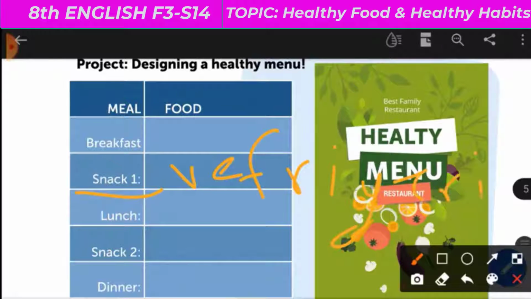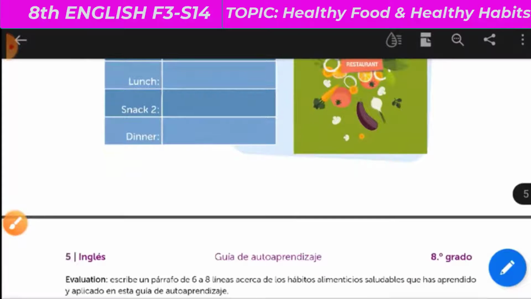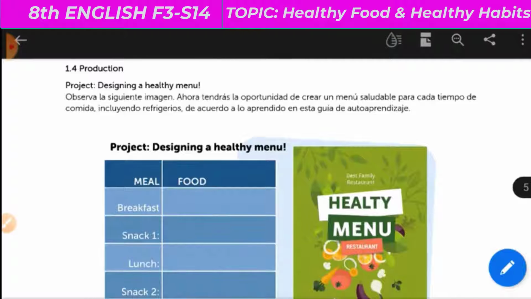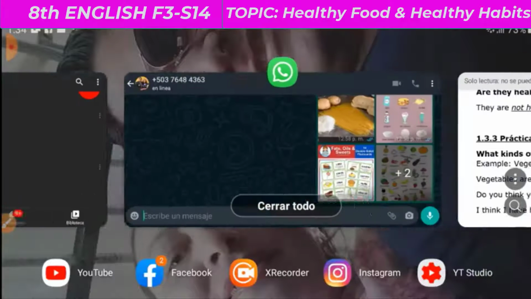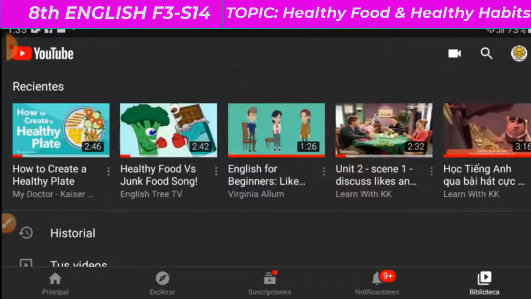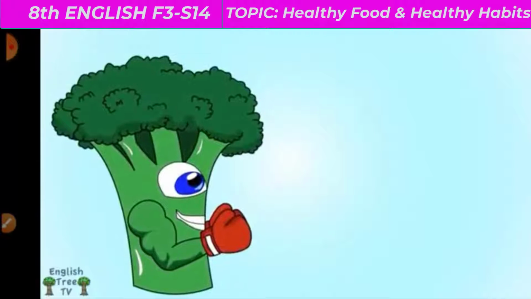In Spanish, this is a snack. So you have to create, design a healthy menu, un menu saludable. So in order to know how to make a healthy menu, we are going to watch a YouTube video which will help you see a healthy menu. Okay? Para ver comida saludable que debe ir en nuestro menu. Let's watch these videos.